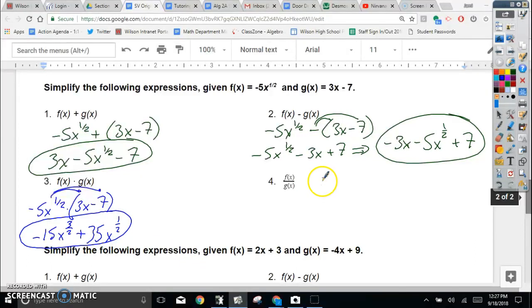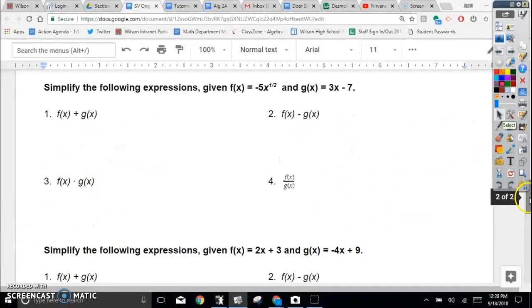All right, in 4, negative 5x to the half over 3x minus 7. Okay, the only way I could reduce this is if I could pull out a GCF down here. There is none, so I can't cancel out anything with the bottom and the top. All right, going down to our fourth pairing.